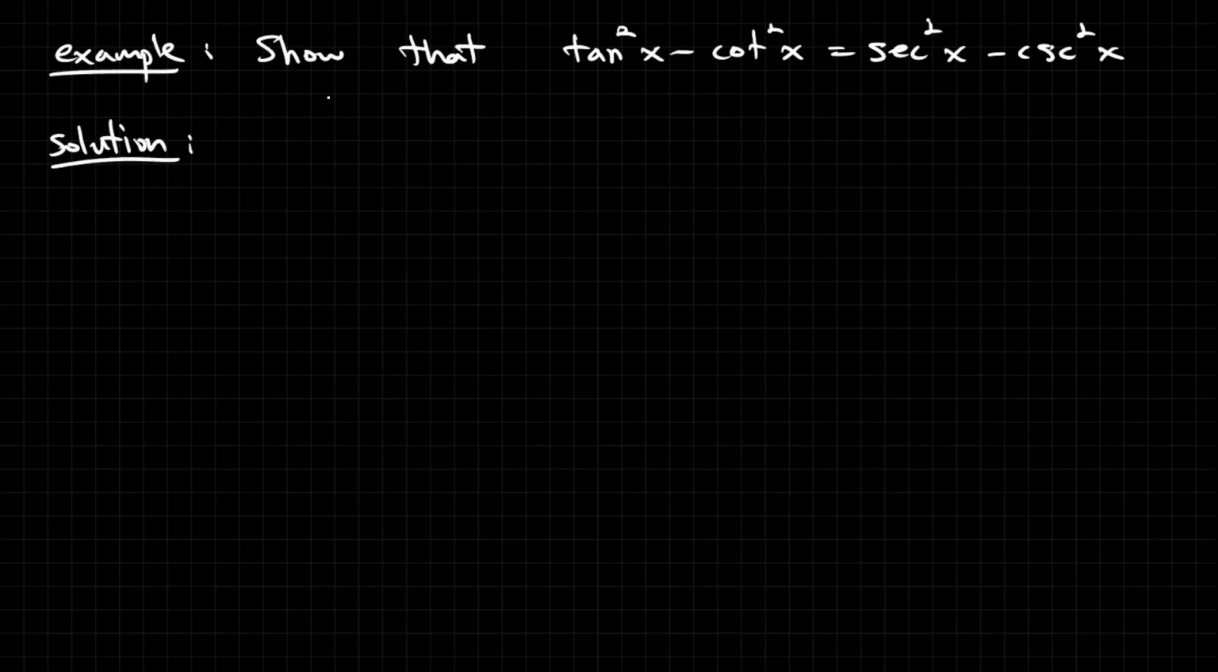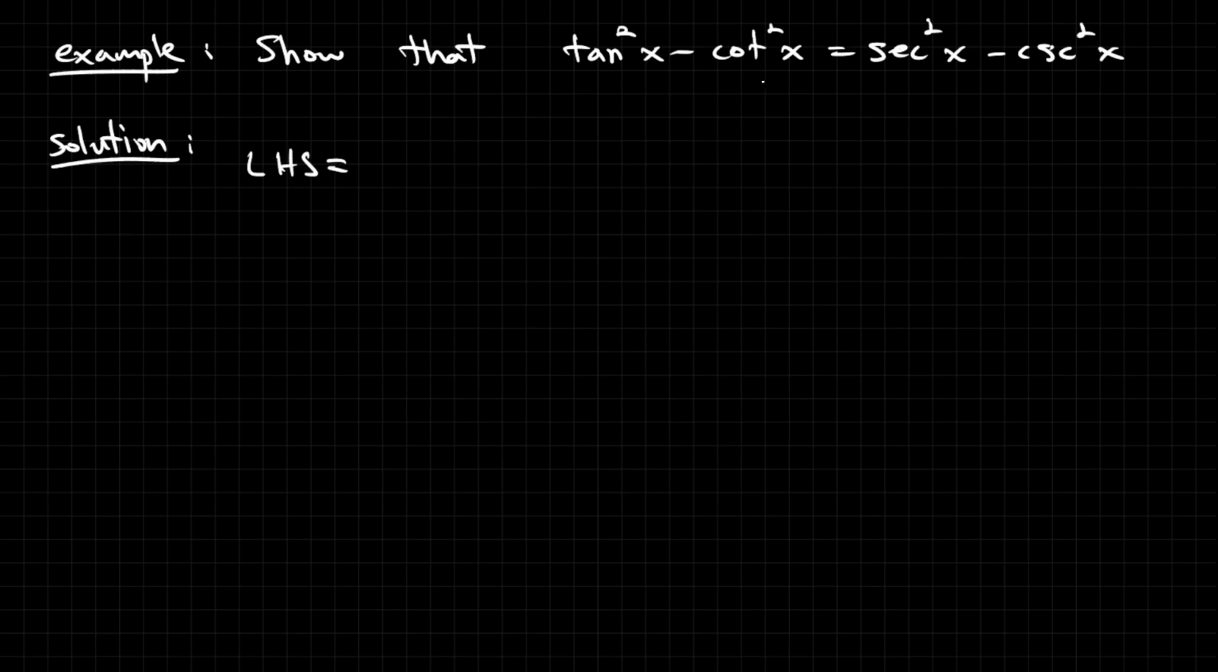Okay, let's do another one. So let's show that tan squared x minus cotan squared x is secant squared x minus cosecant squared x. Now, it seems like I could do something with both of these sides, because I could rewrite the left-hand side in terms of sines and cosines and the right-hand side in terms of sines and cosines. I'll just randomly pick the left-hand side. Maybe it'll work, maybe it won't.